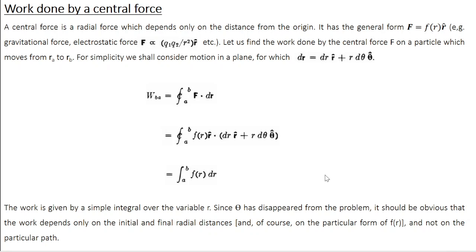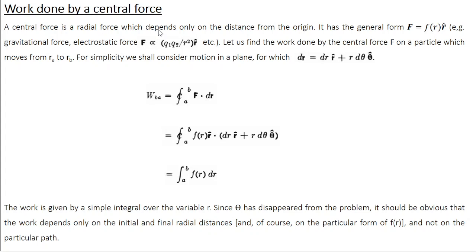In the last class, we were discussing the application of the work energy theorem, and as an example, we have seen that in the case of a uniform force or a constant force, the work done is path independent. It depends only on the endpoints. Today, let's see the case of another type of force known as a central force.